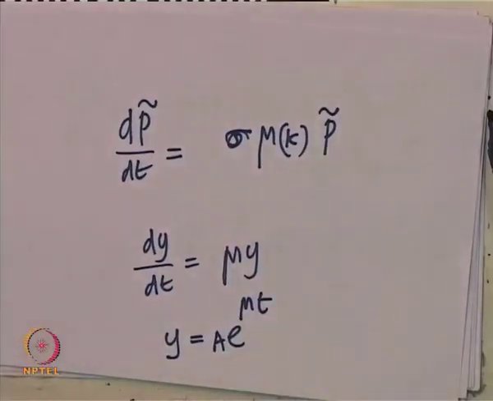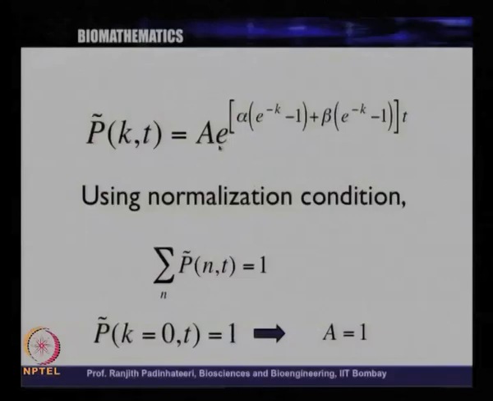So, you could find the solution, which is p tilde of k of t is equal to a e power alpha into e power minus k minus 1 plus beta into e power k minus 1 times t. There is a typing error, this has to be plus k. So, here it is e power plus k, sorry, here it is e power plus k and here it is e power minus k.